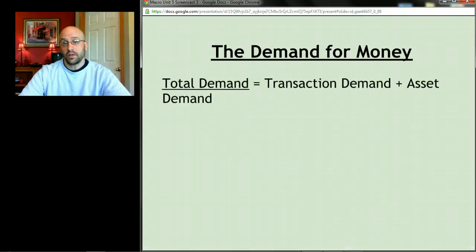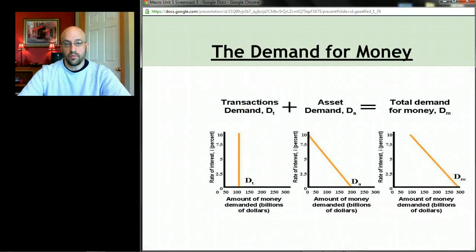If you add asset demand to transactions demand, you get the total demand for money. And graphically, that would simply be adding those two demand curves together. If you do that, you get a demand curve that looks like this. The demand for money for all reasons, for all purposes, transactions, and to hold as an asset. Alright, so far so good.